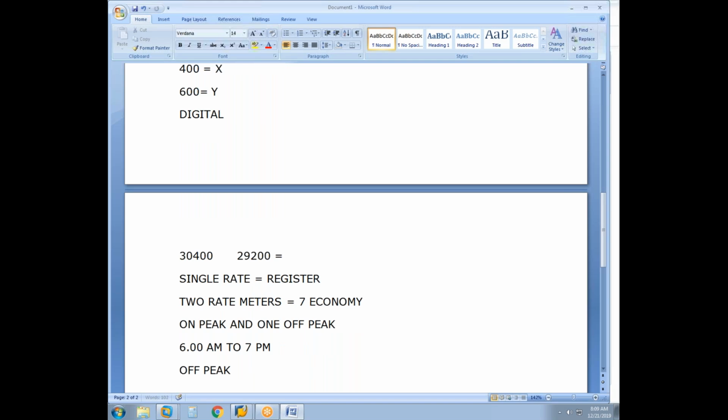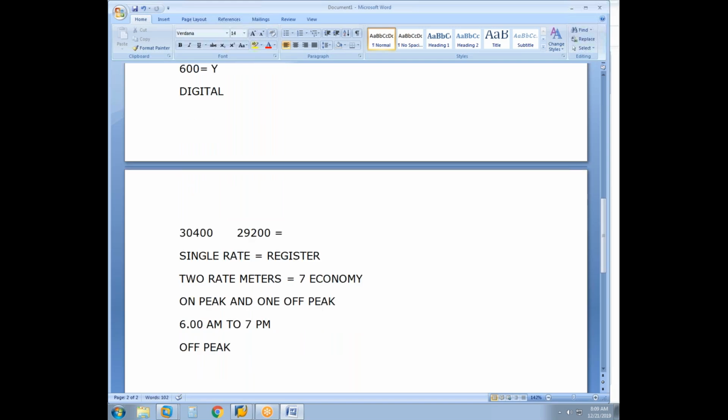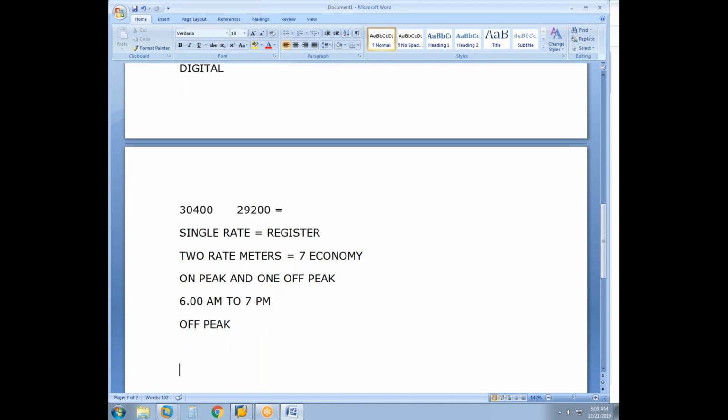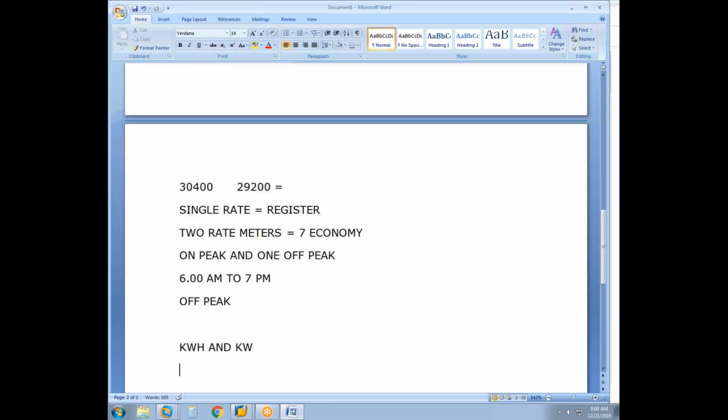Okay, there are some meters they have tried in a test way with three registers: on peak, mid peak, and off peak. That means every month it will give three readings. And there are some meters which have both kWh and kW.